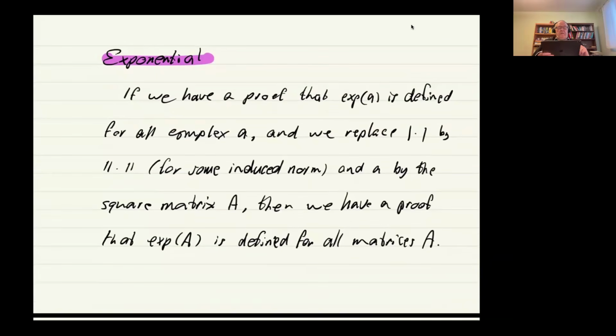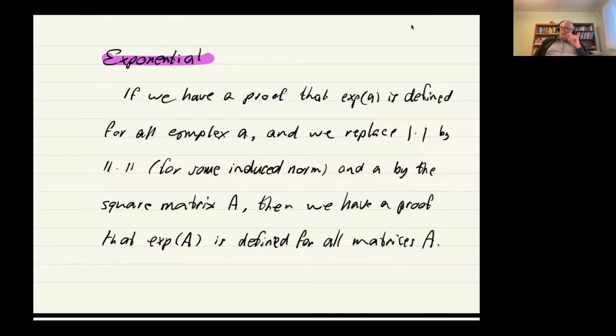Okay, so now we get back to the exponential. Normally when I'm teaching this stuff and I want to talk about exponential matrices, I just say it exists and the proof is the same as the proof for real or complex variables. I'm going to give a slightly expanded version of that argument today. So suppose you dug out a textbook and you have a proof that exp(a) is defined for all complex a. Now, in that proof, if you replace the absolute value symbols by norm symbols for some induced norm and little a by the square matrix A, then that proof will immediately give you that the exponential of a matrix A is well defined.